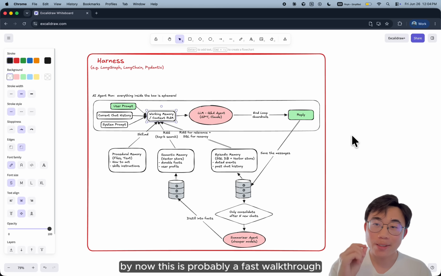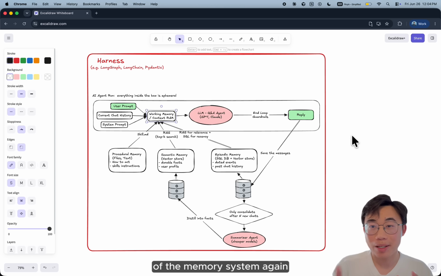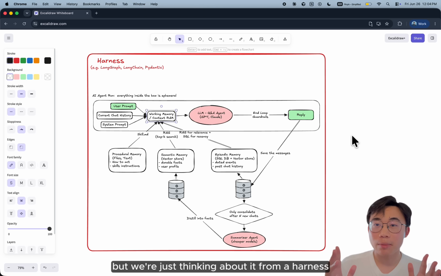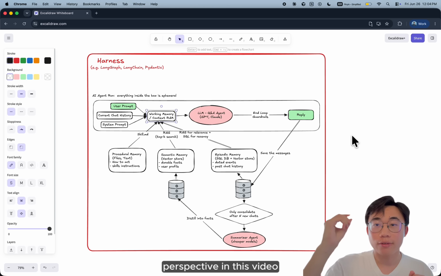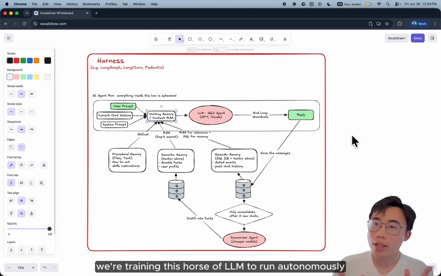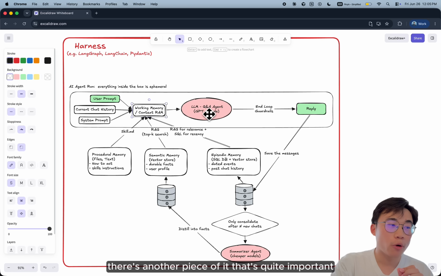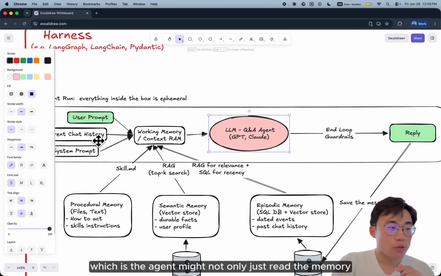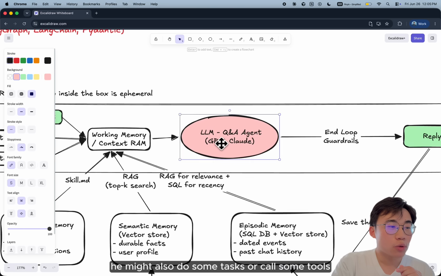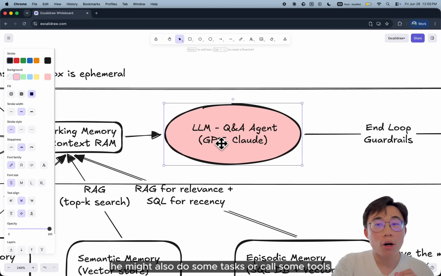By now, this is probably a fast walkthrough of the memory system again, but we're just thinking about it from a harness perspective in this video. And remember, for the harness, we're training this horse of an LLM to run autonomously without having too much randomness. Okay, there's another piece that's quite important, which is that the agent might not only read the memory, it might also do some tasks or call some tools.